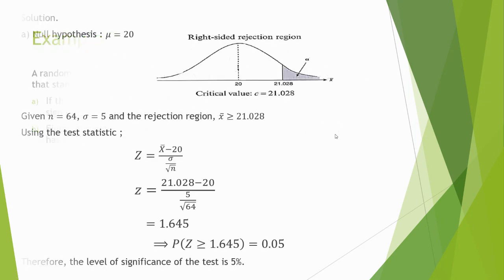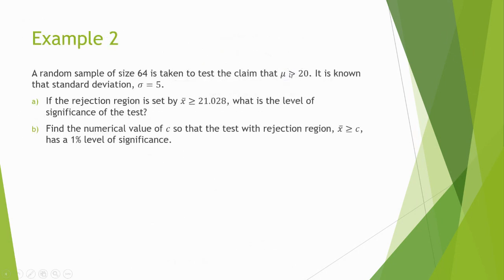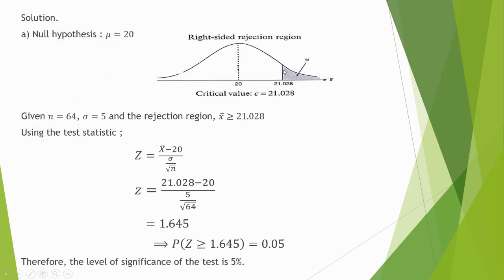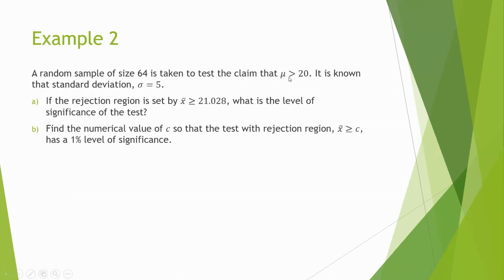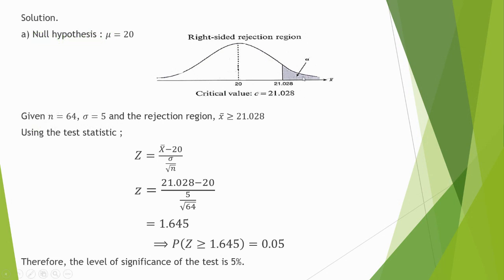Okay, how to find A? First, what is our null hypothesis? If H1 is mu greater than 20, meaning that our H0 will be mu equals 20. Null hypothesis is always equal to. Since this is greater than, we will use a one tail test on the right hand side, towards the right. So this is our alpha that you don't know the value of, but you know the critical value is 21.028.